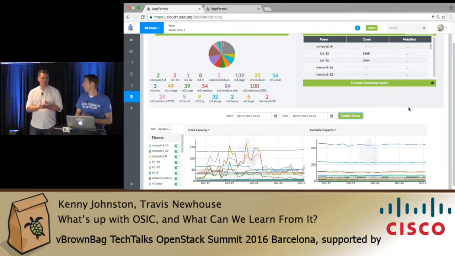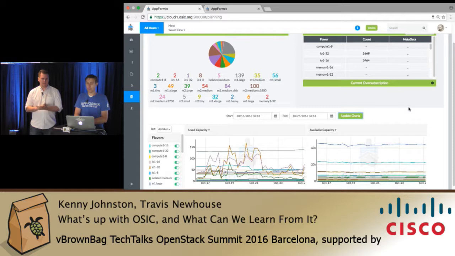Yeah, and one thing I just want to point out, Travis mentioned two of our biggest consistent users are OpenStack Infra, which handles the gating of OpenStack itself, and our OSIC engineering team, which again is a 100-plus person engineering team working full-time on OSIC. So you see a lot of the patterns correlating to their usage.